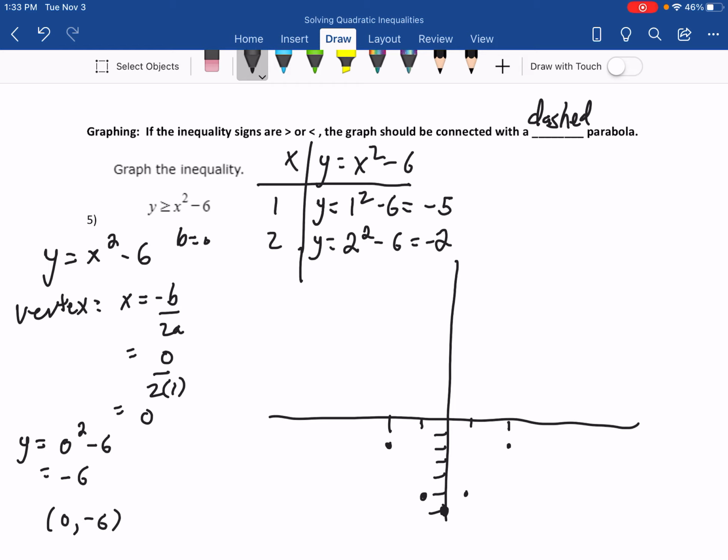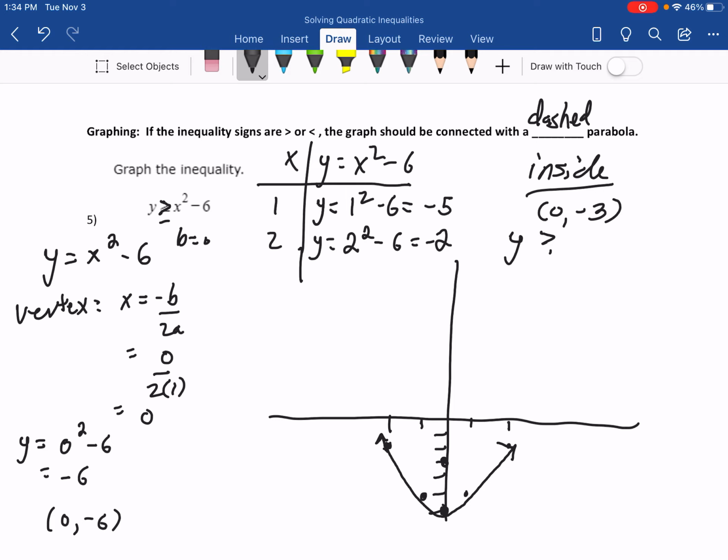And since this has the greater than or equal to sign, we're going to connect as we normally would. Okay. There's our parabola. Now we want to test points both inside the parabola and outside. So inside, I'm just going to pick a nice point inside the parabola. I'm going to pick 0, negative 3 right there. And we'll substitute in, see if we get a true or false statement.